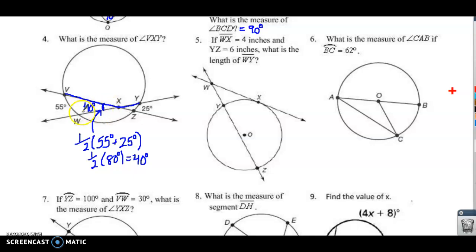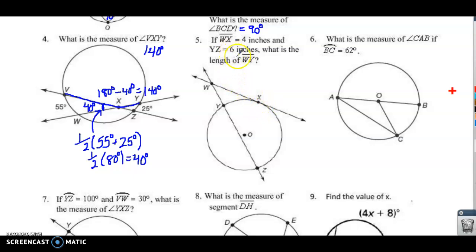Well, if this angle is 40, it sits on a line with angle VXY, so that's a linear pair, so we can do 180 degrees minus 40 degrees. And that is going to give us 140 degrees. So that's the measure of angle VXY. Well, it measures 140 degrees. Let's move on to number 5.